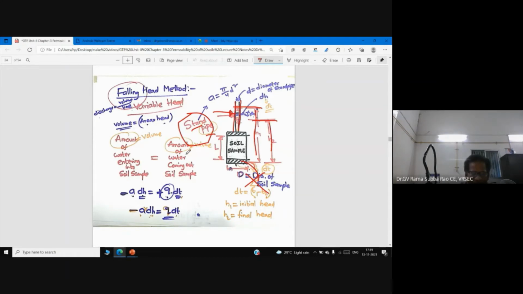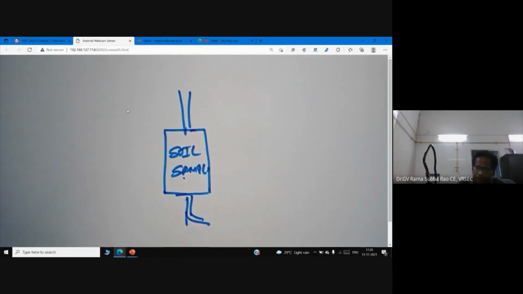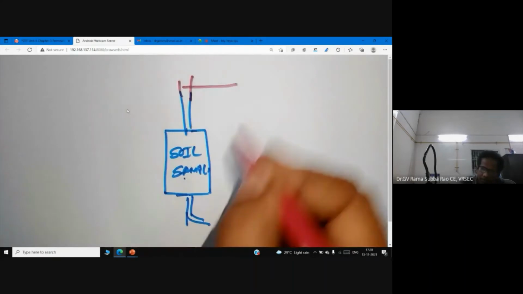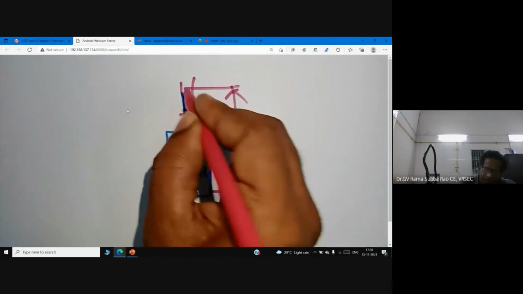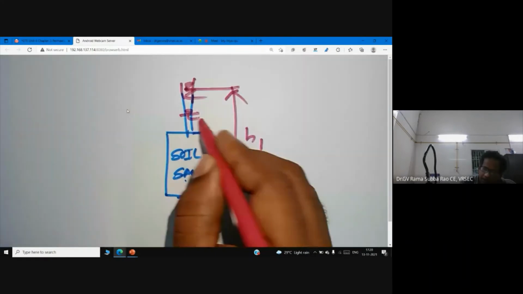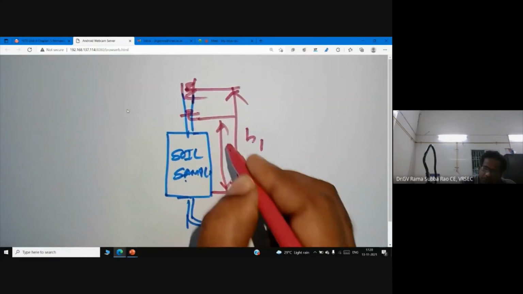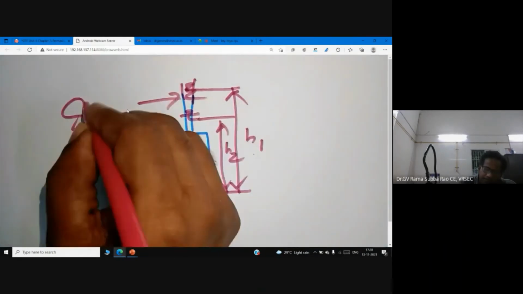Now you see, I will apply just a continuity equation. So the amount of water entering into the soil sample is equal to the amount of water coming out from the soil. Okay, now you see, this is the initial head, H1. Now the head is falling. Am I correct? So now the head is falling to H2. So this is the stand pipe.